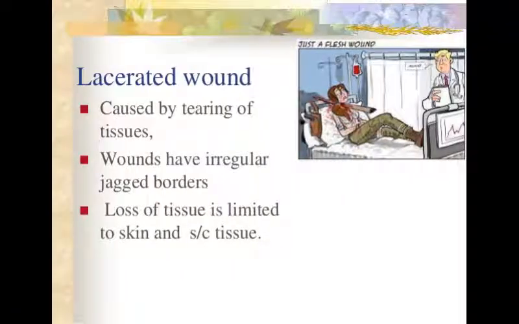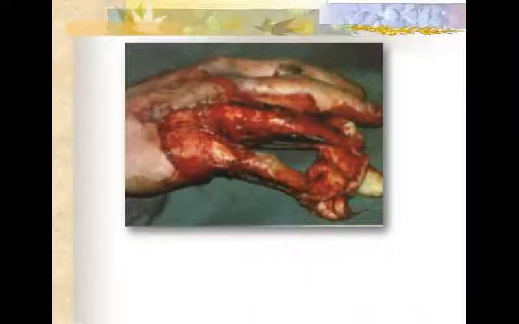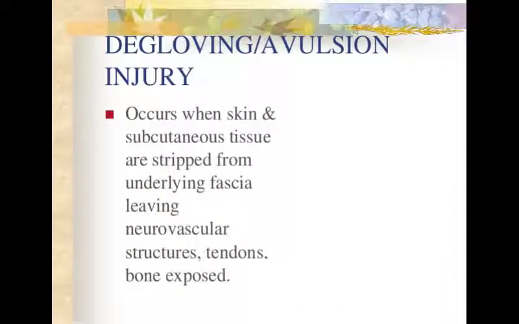Lacerated wounds are caused by the tearing of the tissue. Wounds have irregular lacerated borders. Loss of the tissue is limited to the skin and the subcutaneous tissue. Degloving avulsion injury occurs when the skin and subcutaneous tissue are stripped from the underlying fascia, leaving neurovascular structures, tendons, or bone exposed.